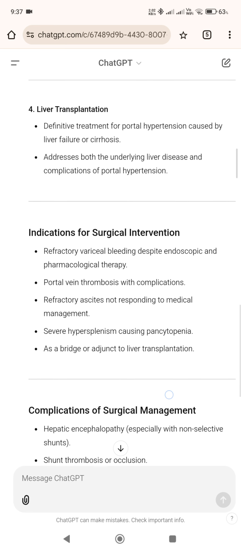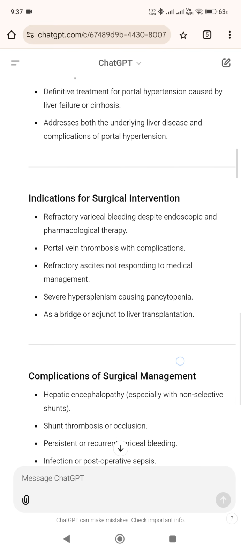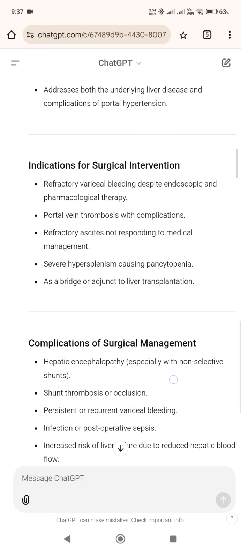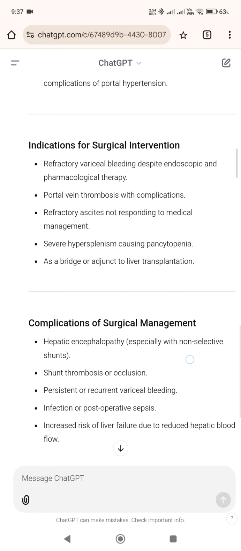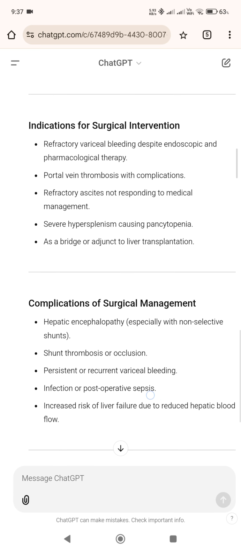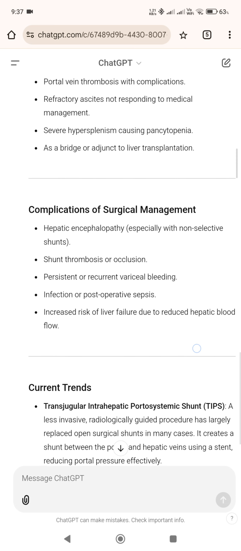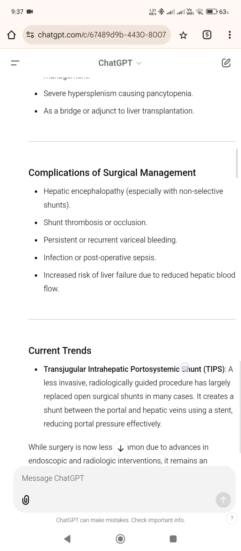Indications for surgical intervention: refractory variceal bleeding despite endoscopic and pharmacological therapy. Portal vein thrombosis with complications. Refractory ascites not responding to medical management. Severe hypersplenism causing pancytopenia, as a bridge or adjunct to liver transplantation.